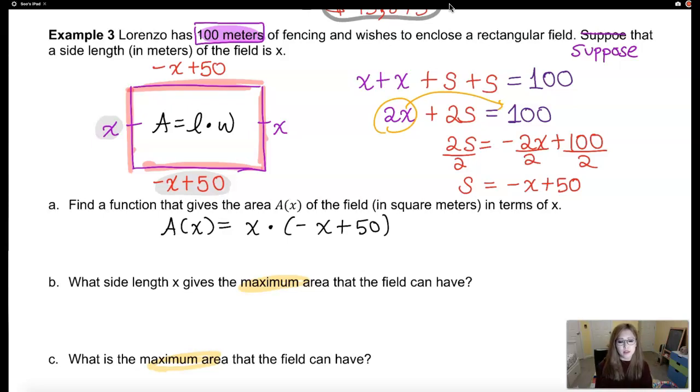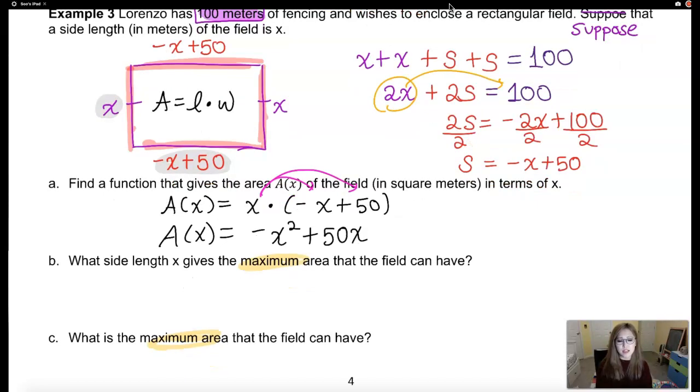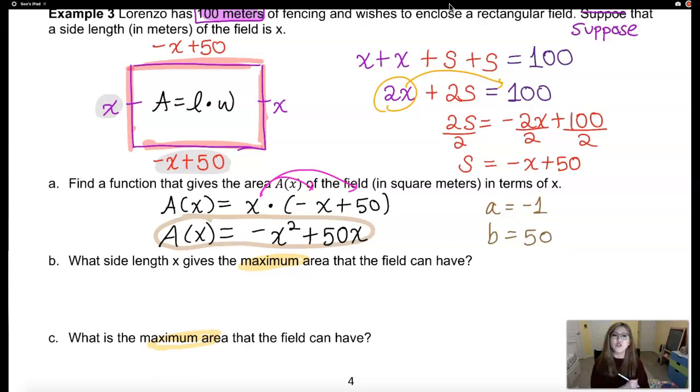But I want to go ahead and distribute the x because I want to write this in standard form. So A of x, the area function, is equal to x times negative x, which is negative x squared. Next, 50 times x is 50x. That is what I will circle, and that is probably what I will give as my area function, because I can identify what my a is. a is equal to negative 1, and b is equal to 50. a and b are useful if you want to find the vertex, right? Because look at the next question.